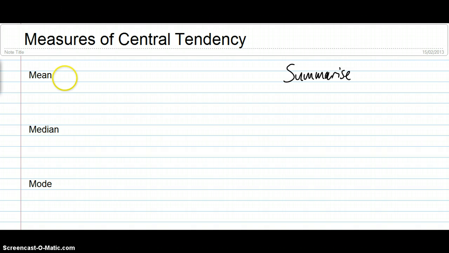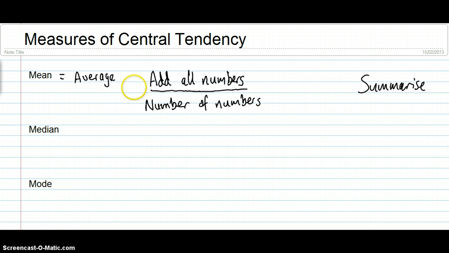One way to summarize data is using the mean, which is also known as the average. To find this mean, all you've got to do is add all the numbers in your data together, and then divide that by the number of numbers, and you'll have the mean.